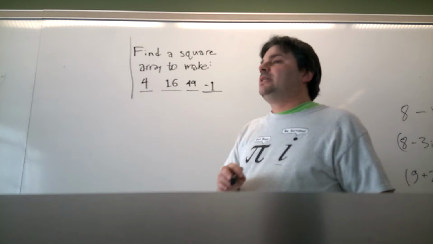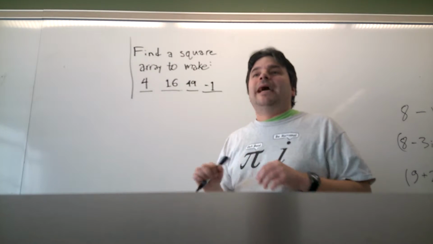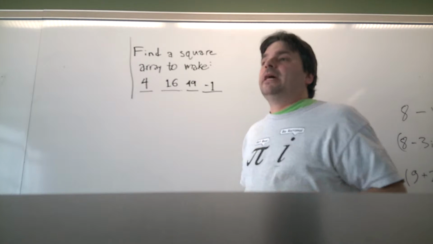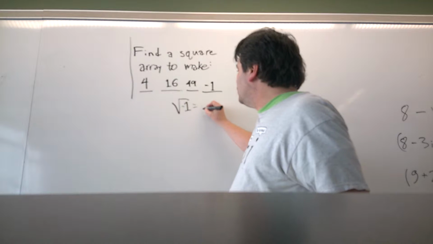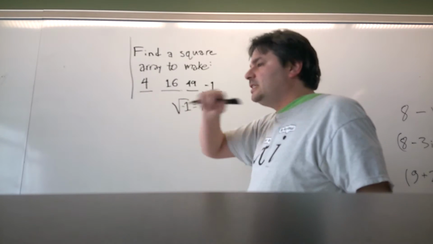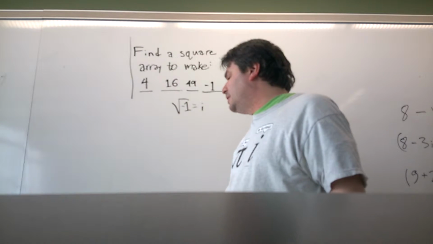It can, however, be done within the realm of imaginary numbers. So yes, we do have imaginary numbers. And the square root of -1 is equal to i. It doesn't exist in real numbers, it exists in imaginary numbers.